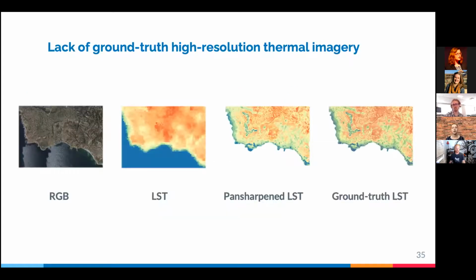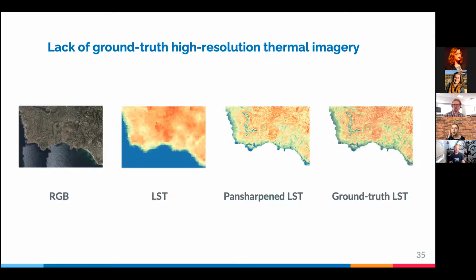So the other issue is that there was a lack of ground truth high resolution thermal imagery. In an ideal world, there would be a data set of simultaneously acquired high resolution and low resolution thermal satellite imagery so that there's a true ground truth image. So for example, we could have RGB imagery and LST imagery that were fed into the pan-sharpening algorithm. It would output pan-sharpened LST, and then I would also have a ground truth high resolution LST image to compare against. However, this doesn't exist.